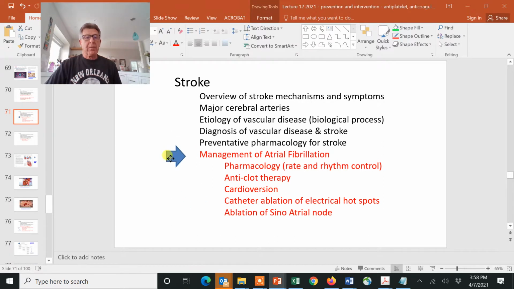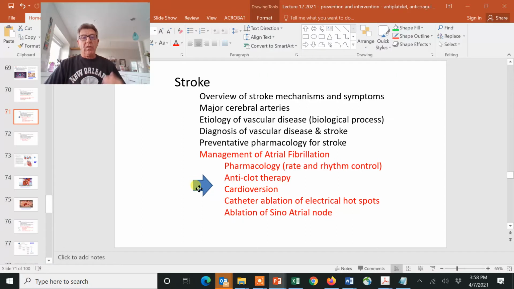Again, 10 million people in the U.S. have Afib, so it's a big deal. A large percentage of the strokes you're going to deal with have to do with Afib, so it's something that you're going to have to manage. I'm going to say this a couple times. You start conservatively with drugs. Rhythm control in combination with anti-clot therapy, which is platelets. Antiplatelet aggregation and anticoagulants.